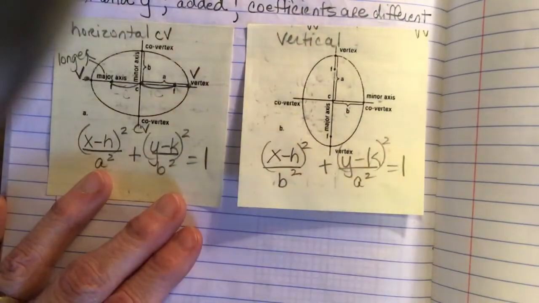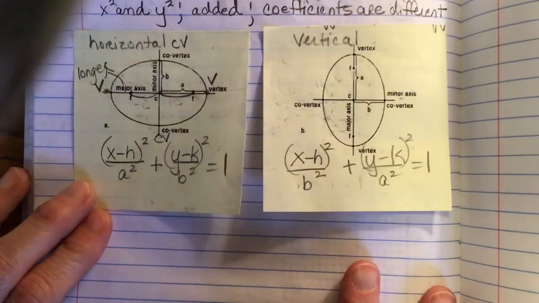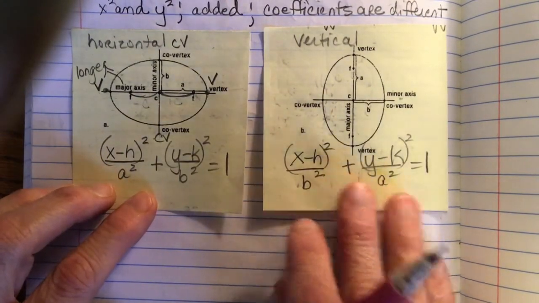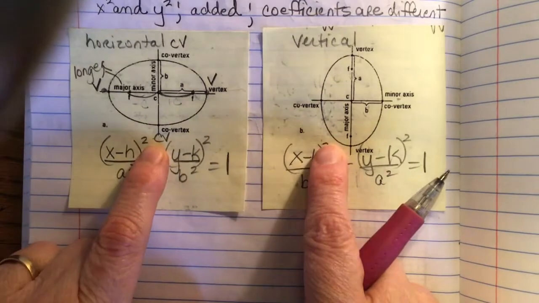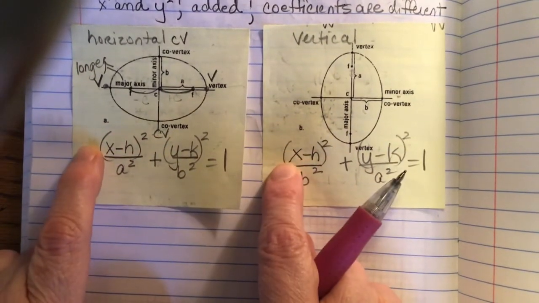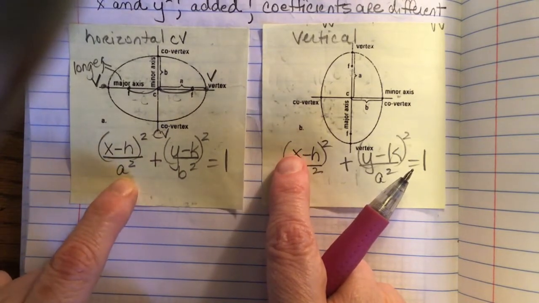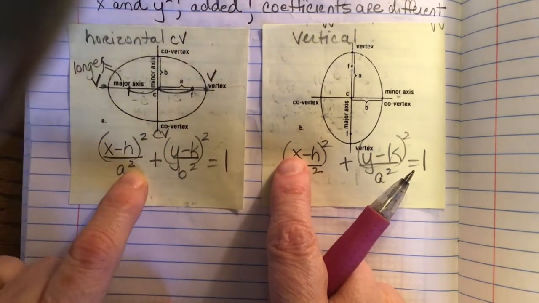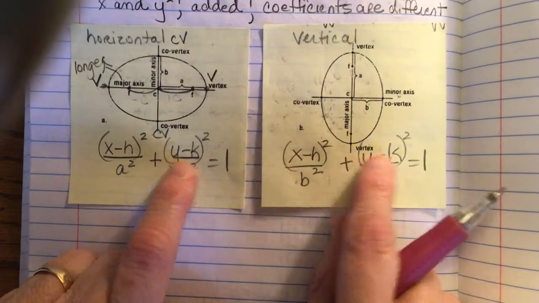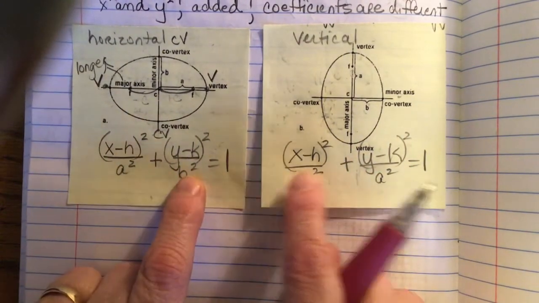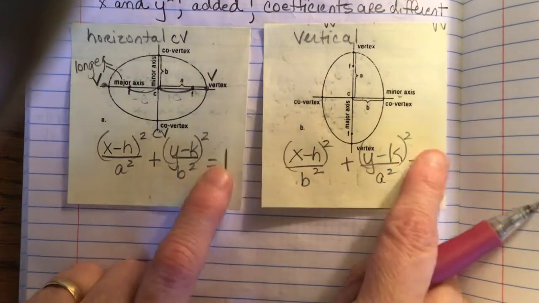Okay, now I wrote beneath them the standard form, and I want you to look at it. It looks very much the same because you've got x minus h squared. Now, instead of having a coefficient out front, the coefficient is actually 1 over this number right here, but we just write it underneath it. And then the y minus k squared. And then notice the only differences in these, you've got a squared and b squared, and you've got b squared, a squared here, and they're equal to 1.